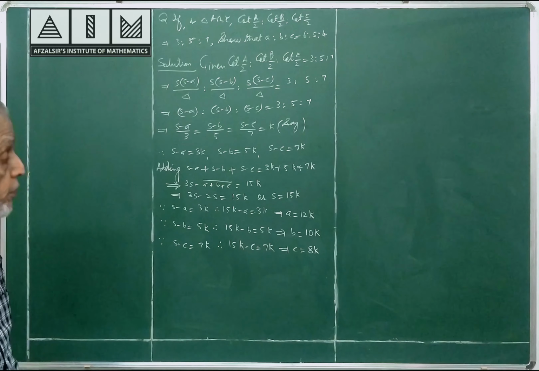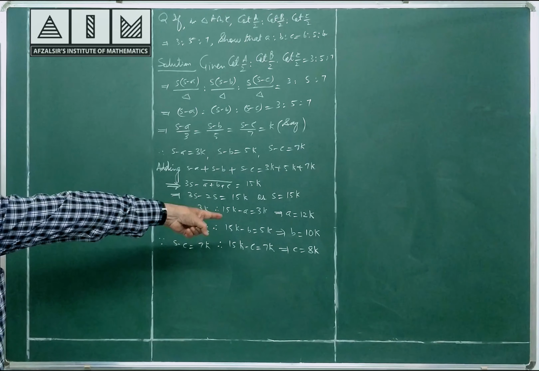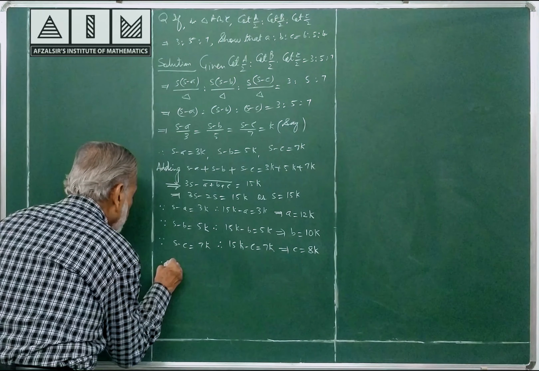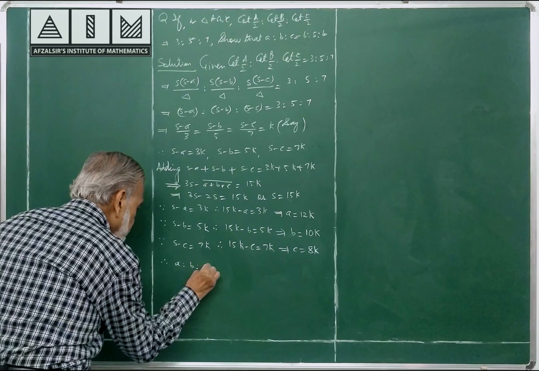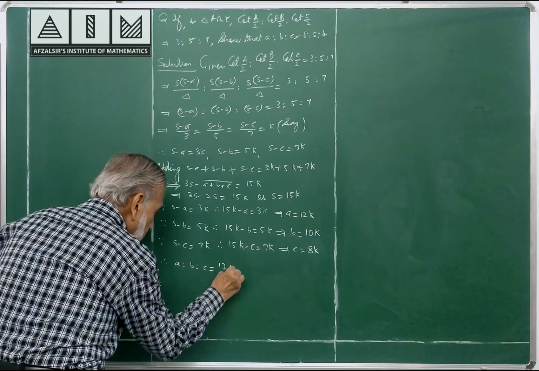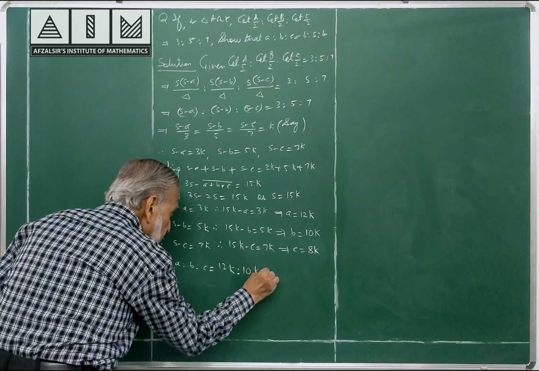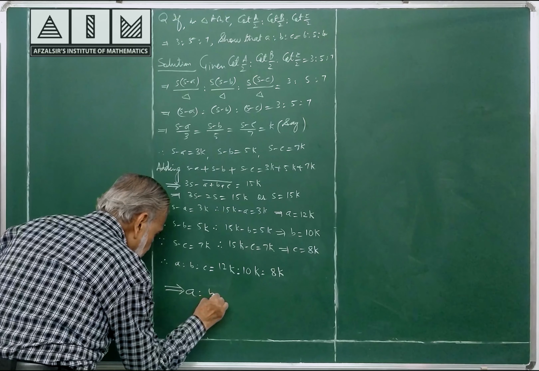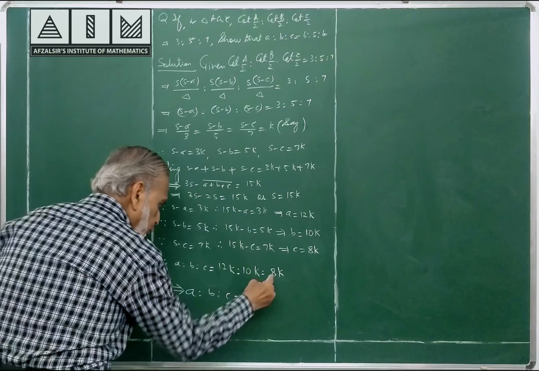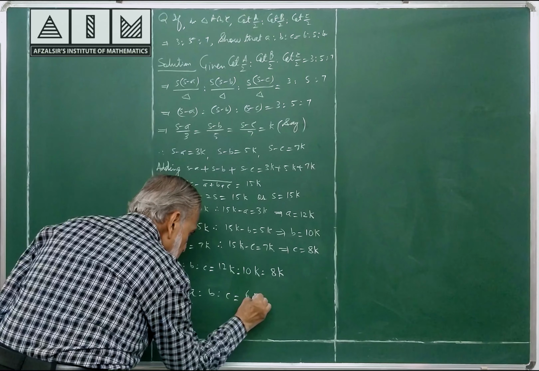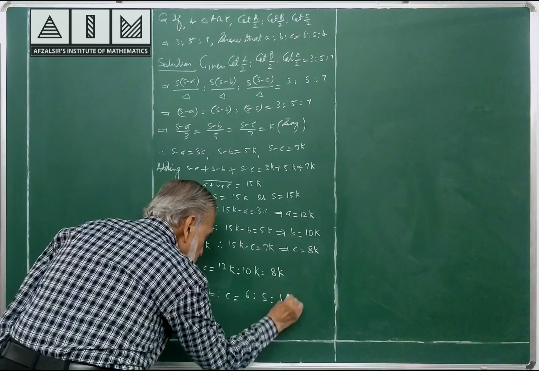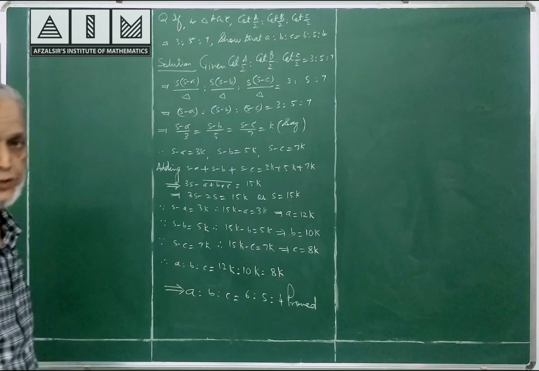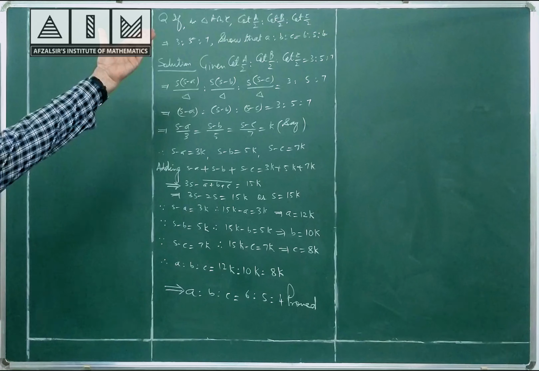So we have now A is equal to 12K, B is equal to 10K, C is equal to 8K. What is required is A is to B is to C. Therefore, A is to B is to C is equal to 12K, 10K, 8K. A is to B is to C is equal to, this is 6:5:4 dividing by 2. 6:5:4. We have proved it.